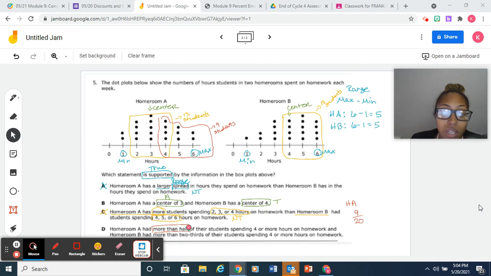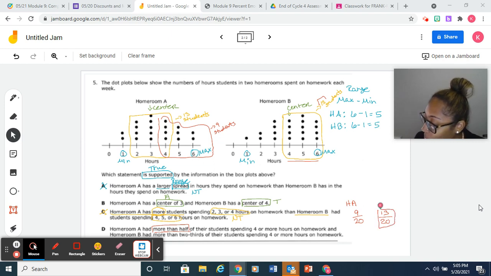Okay. Then, if we look at homeroom B, it's saying that more than 2/3 of the students spent 4 or more hours. So, if we start at 4 or more, that's going to be 13 students because we already have that kind of blocked off. 4 or more would be including 4, 5, and 6. And we see that that's a total of 13 students. We already counted that out. So, would 13 out of 20 be more than 2/3? Well, in this case, we don't even have to figure out if 13 is more than 2/3.